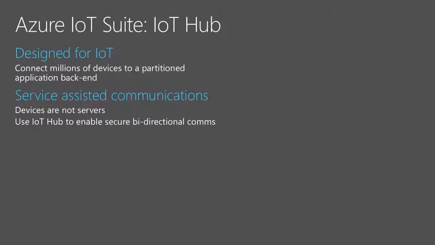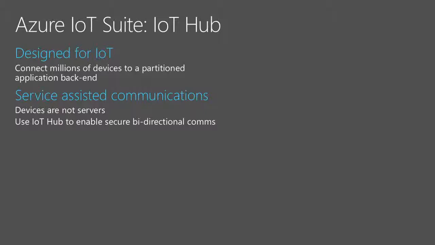And also there are very, very important security considerations that happen when you have every device act like a server: a larger attack surface, and it's harder to update and to manage. The idea behind service-assisted communication is to use a service, in this case IoT Hub, to effectively mediate and broker communications between your devices.